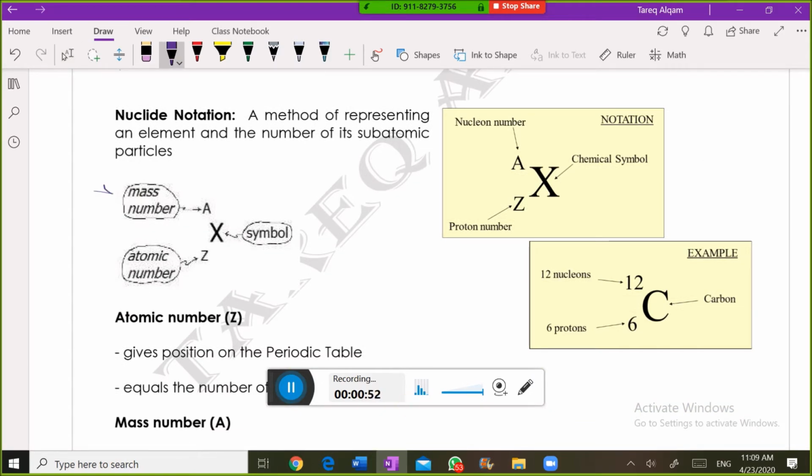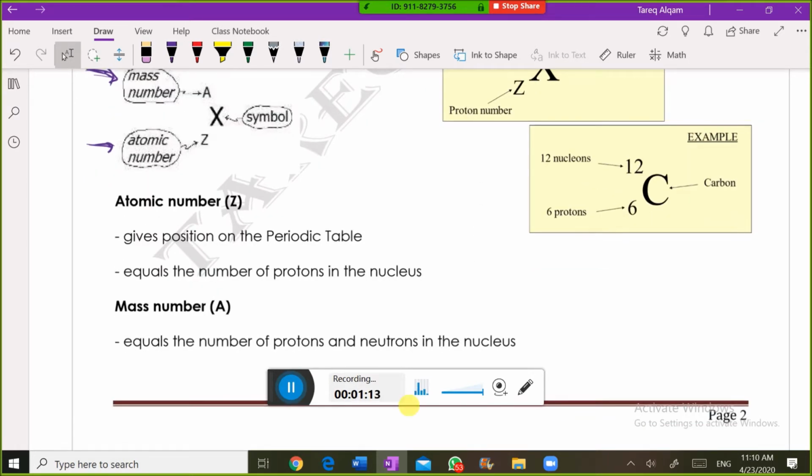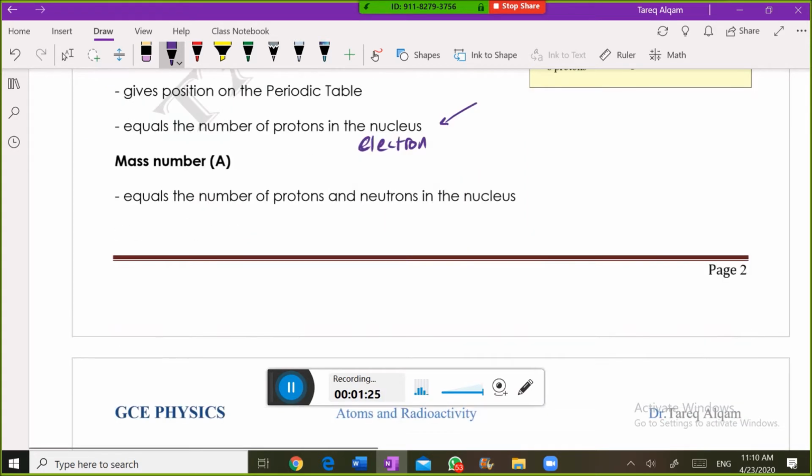Nuclide notation, you know that. Any atom, or any element, can be written like this: X, Z, and A, where Z is the atomic number, which is equivalent to the proton number. A is the mass number, which is also called the nucleon number. Z is equivalent to the number of protons in the nucleus, or even electrons, same thing. Mass number equals the number of protons and neutrons.